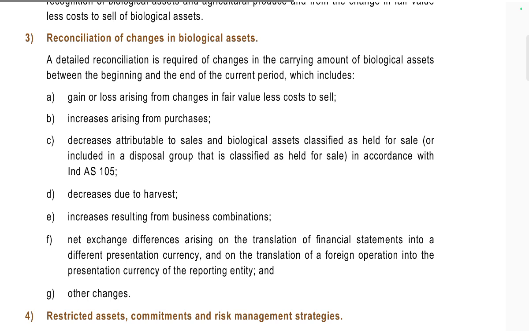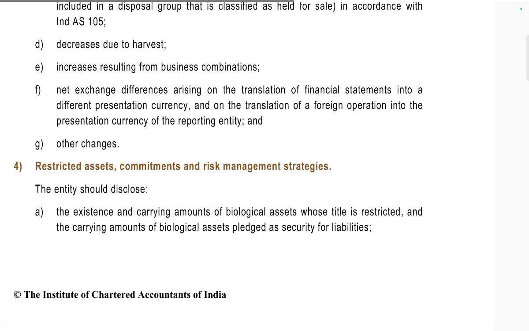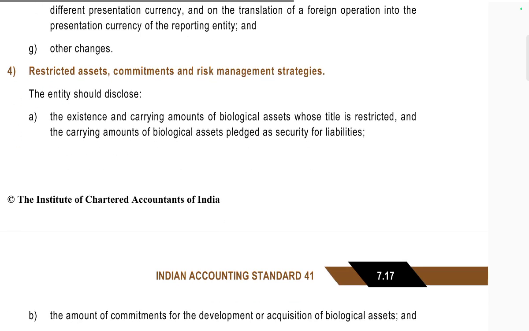and biological assets classified as held for sale, including a disposal group classified as held for sale in accordance with Ind AS 105, decreases due to harvest, increases resulting from business combinations, net exchange differences arising on translation of financial statements into a different presentation currency, and translation of a foreign operation into the presentation currency of the reporting entity, and other changes. Restrictions on assets and commitments: the entity shall disclose the existence and carrying amount of biological assets whose title is subject to restrictions, and the carrying amount of biological assets pledged as security for liabilities, along with risk management strategies.